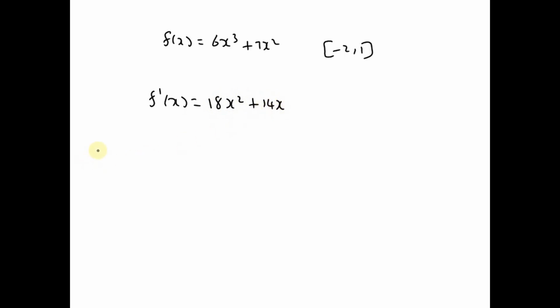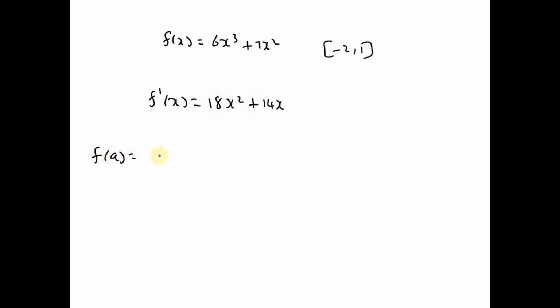Hello students, it is given that f of x equals 6x cube plus 7x square in the interval [-2, 1]. Now differentiate this with respect to x, so we get f dash of x equals 18x square plus 14x. So now find the value of f of a.